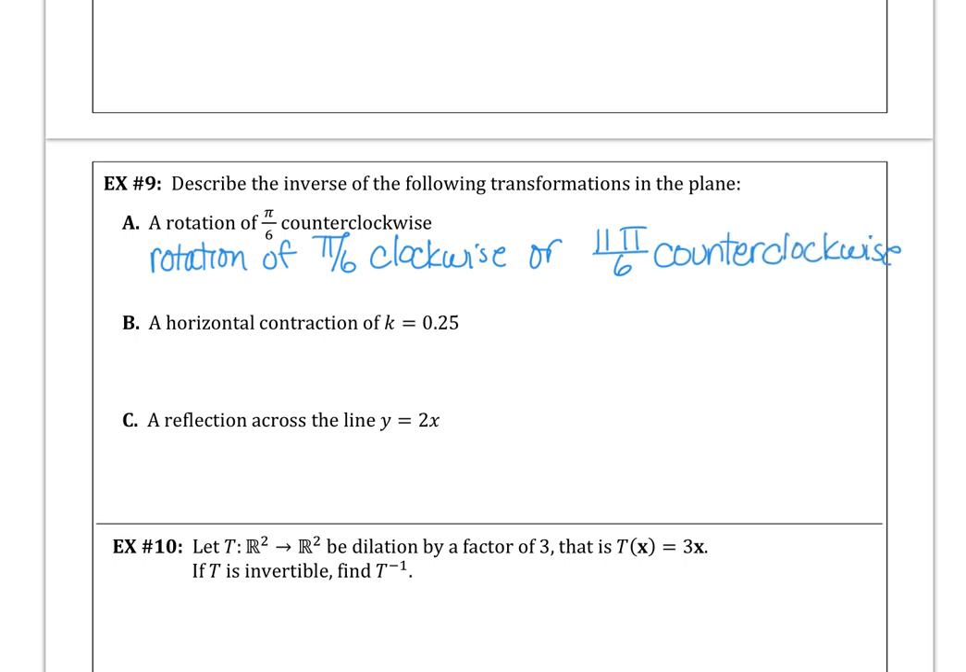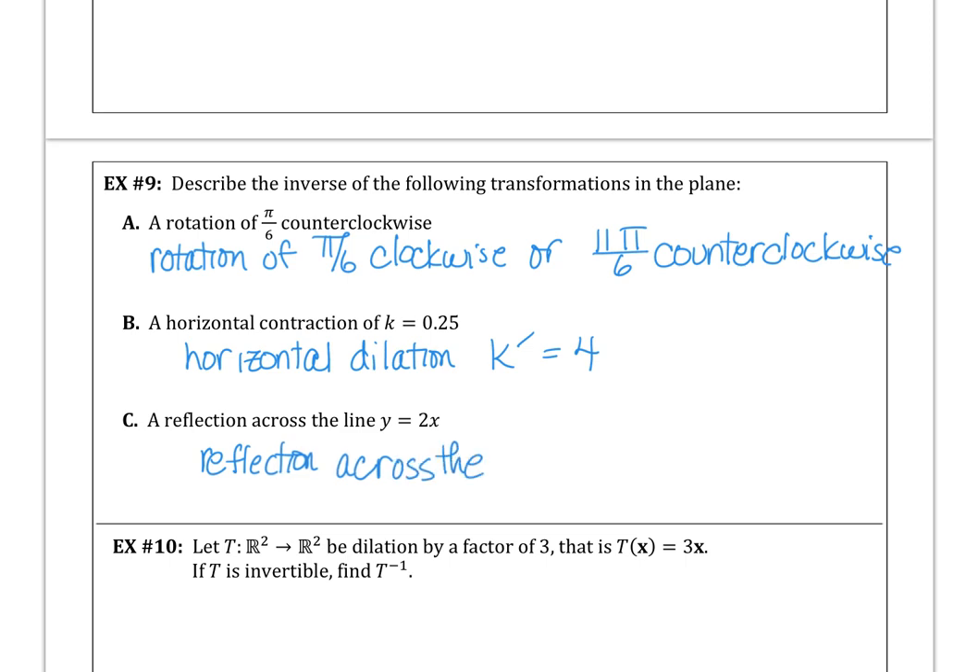A horizontal contraction of k equals 1/4. Well, we could have a horizontal dilation if we had k prime being 4. A reflection across the line y equals 2x. We could have a transformation if we had a reflection across the line y equals 2x. It would be the same thing.